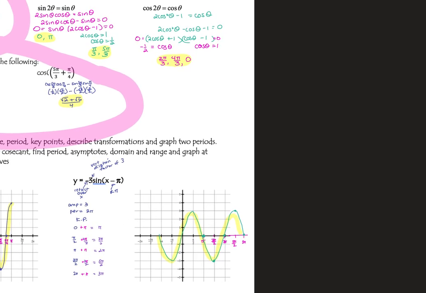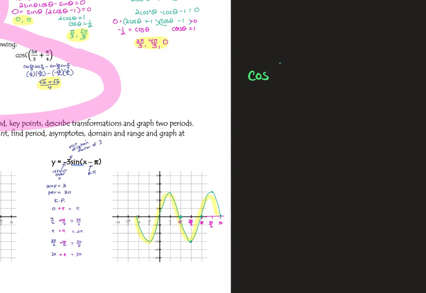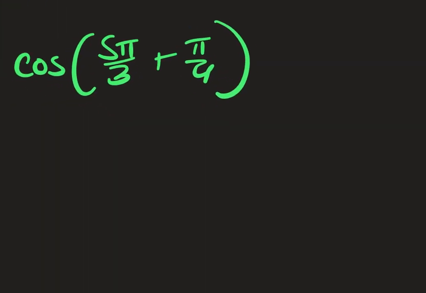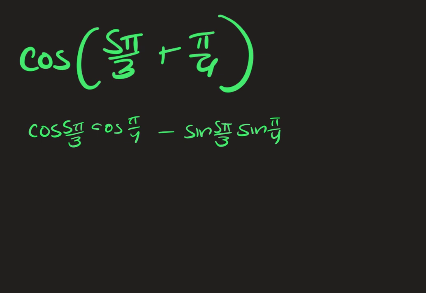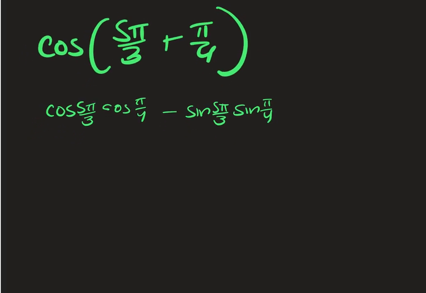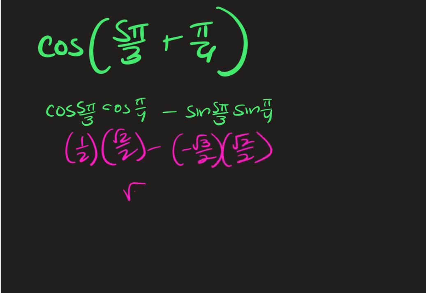Now I'll do the cosine one. So cosine, same angle as 5 pi over 3 plus pi over 4. Cosine's pattern is cosine, cosine, sine, sine, and we switch the sign. So cosine 5 pi over 3, cosine pi over 4, minus sine 5 pi over 3, sine pi over 4. Same angle as we already used. The cosine at that angle is a positive 1/2. Cosine at pi over 4 is root 2 over 2. Minus the sine at 5 pi over 3 was negative root 3 over 2, and the sine is root 2 over 2. And I get root 2 minus a negative, so it becomes plus root 6 all over 4.